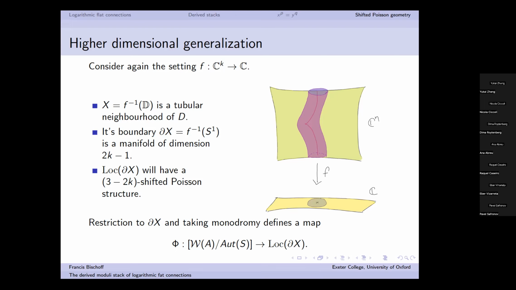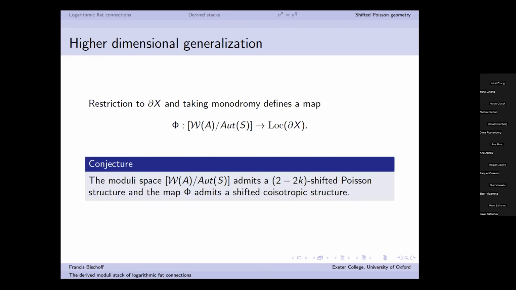And essentially the idea is that you can start with a connection, define a logarithmic connection on the tubular neighborhood, and you can again restrict it to the boundary and take the holonomy, and that should define a map. And the conjecture is that the moduli space should admit a shifted Poisson structure of degree 2 minus 2k. And this restriction map should admit something like a shifted coisotropic structure.